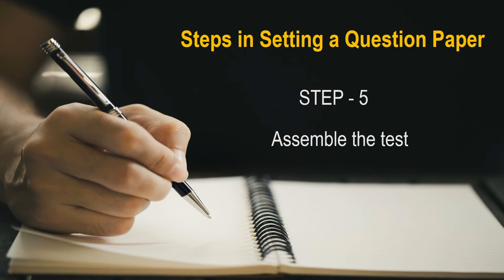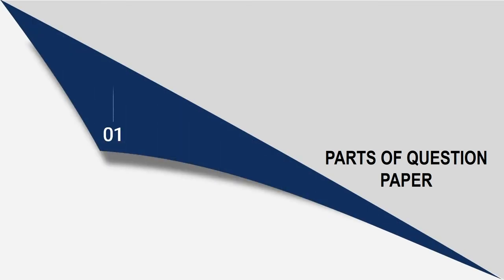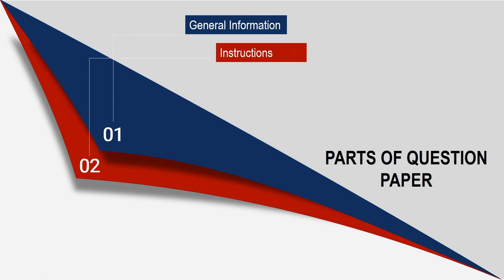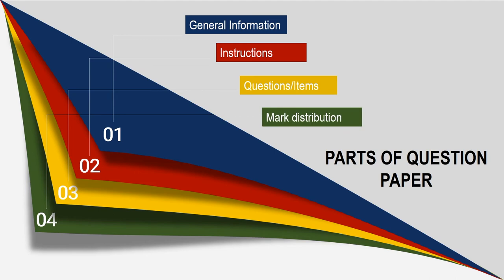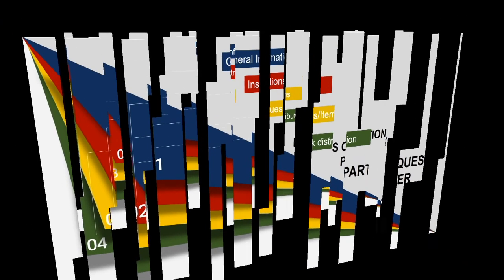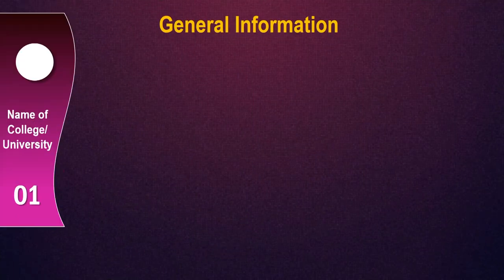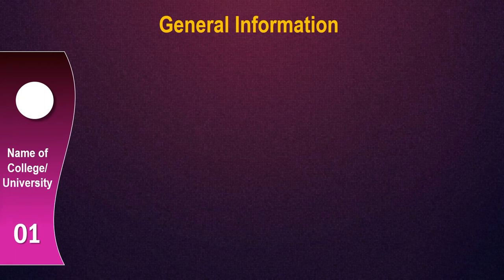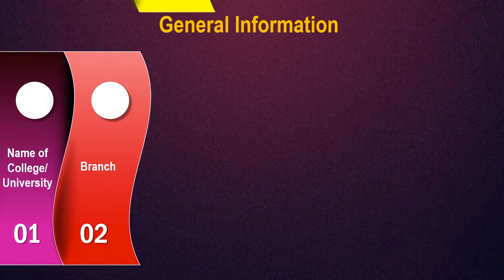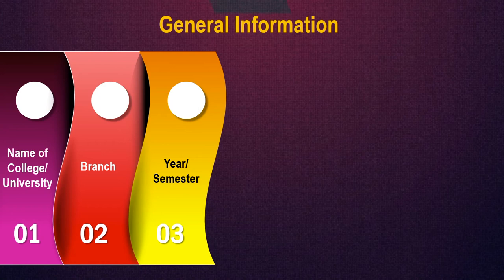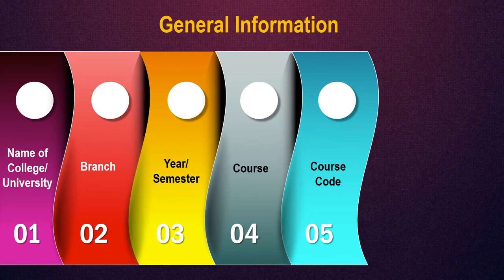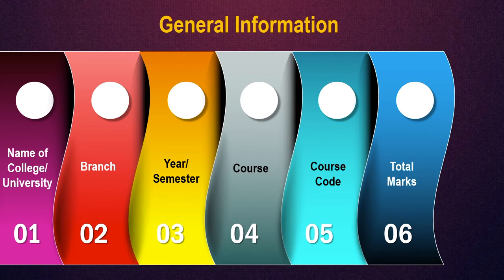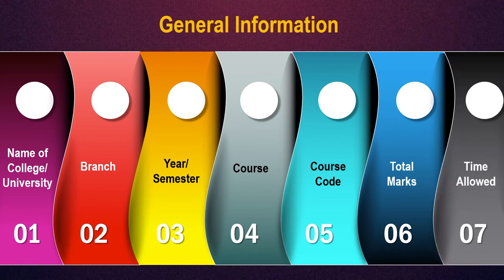Now, what do I mean by assembling the test? A good quality question paper consists of four parts. It has general information, there are instructions, there are questions and items, and there is mark distribution. When I say general information, on top of the question paper there should be the name of the college, if it is an internal examination or an autonomous institution, or the name of the university, followed by the branch for which the question paper is prepared. The year or the semester should be indicated, also the course and the course code. General information should also include the total marks to be allocated and the time allowed, whether it is 2 hours, 3 hours or 1.5 hours.